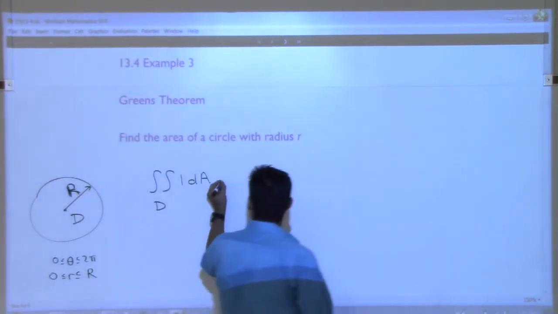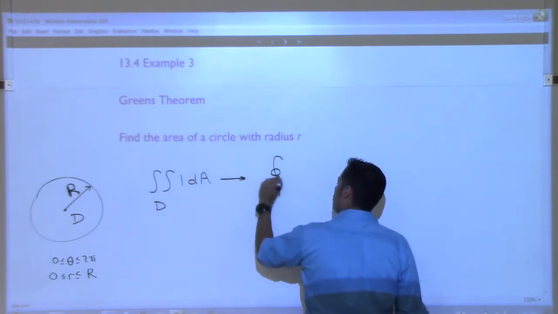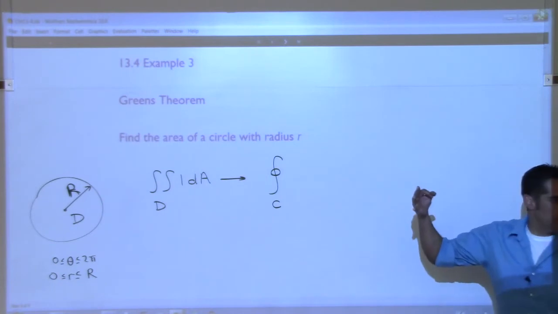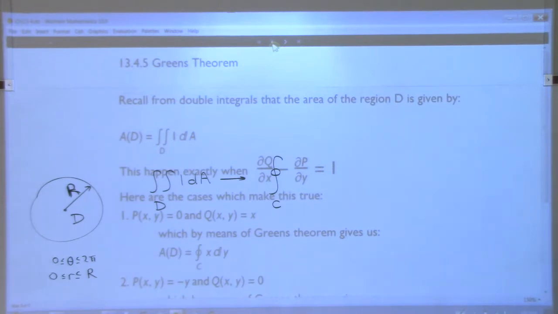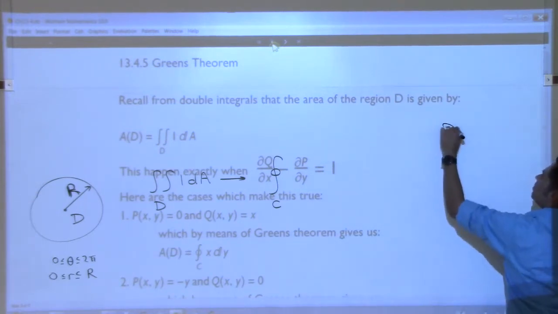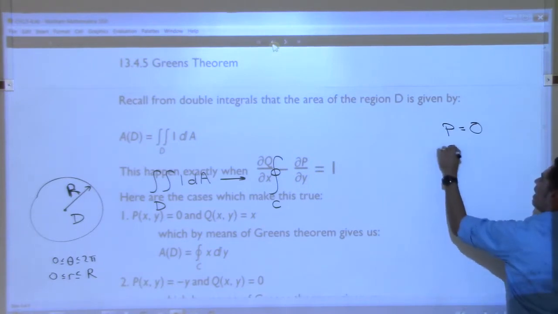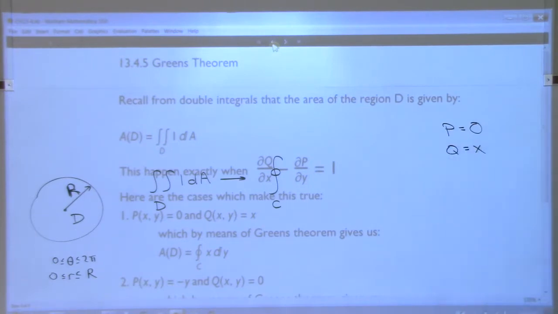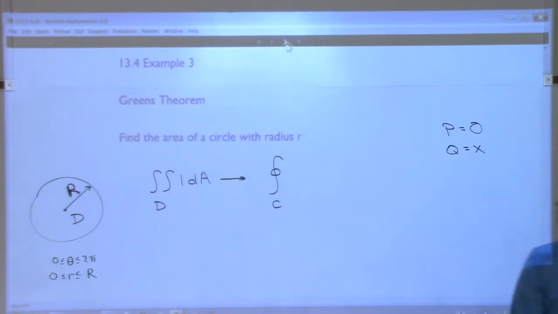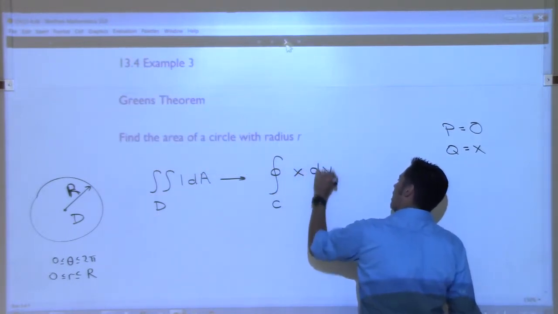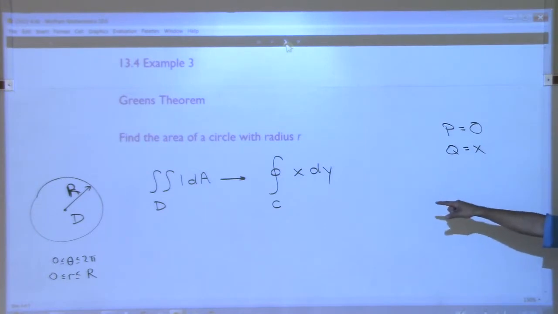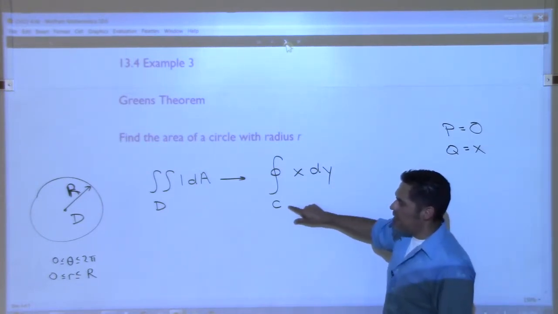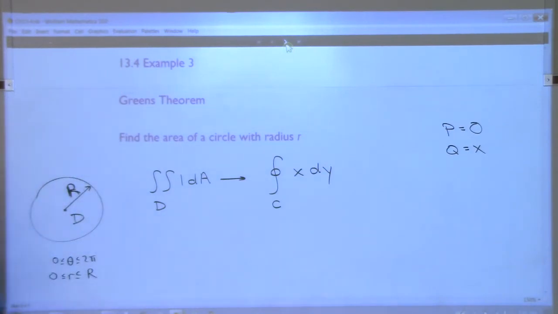Okay, so I want to convert this over to a line integral over a closed curve C, and we had 3 choices, didn't we? 3 choices of what we could do here. Let me go back. Let's do the first one, where p was 0 and q was x, right? And that line integral becomes x dy, right? So I'm going to say p is 0 and q is x. We're doing the line integral over C. Now C is the curve going around this, like that.